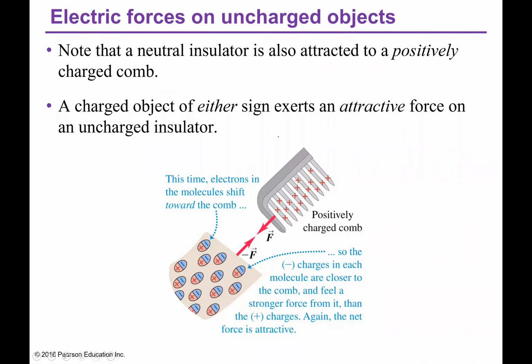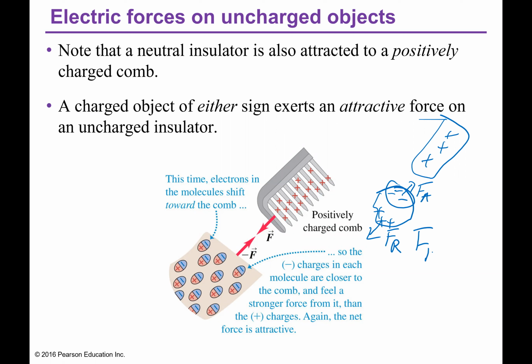Well, you're actually going to get the same thing, even if it's positively charged. Let's say here's your paper, here's your object, and this is positively charged. Now it's going to attract all the negative ones and repel all the positive ones. You still have an attractive force and a repulsive force, but because the negative ones are closer to the charged object, the attractive force is stronger than the repulsive force, and your paper is going to be attracted to the positively charged comb. So you get basically the same thing, even with a differently charged object.